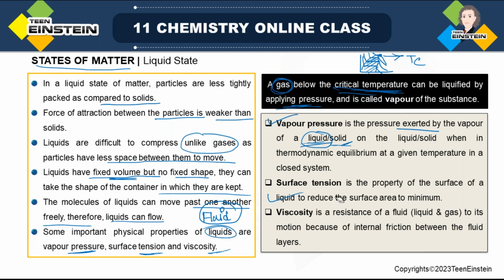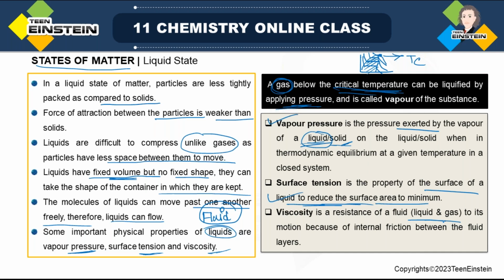What about surface tension? Surface tension is the property of the surface of a liquid, and it is a tendency of the liquid to reduce the surface area as minimum as possible. And viscosity is basically applicable for both liquid and gas, because viscosity is a property of fluid. It is the resistance property of fluid, and fluid means both gas and liquid, but here mainly we will focus on viscosity of liquid, not for gas.